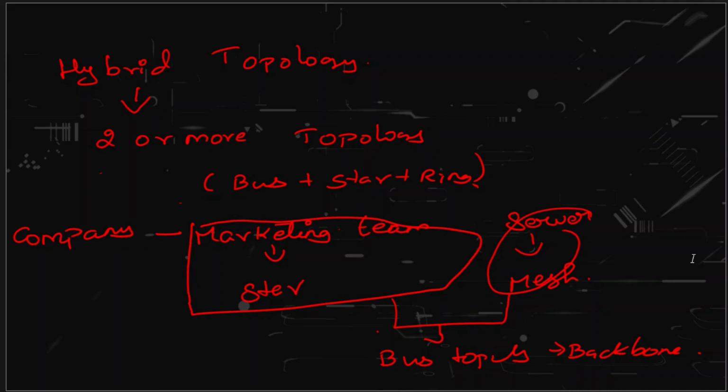So why do we use it? Because it's flexible. It allows the company to grow and change based on each department's needs. If the marketing department needs some other topology, they can change it and customize it as per their needs. So this allows the company to grow. It's more complex to manage, but it's how the actual internet is built. So hybrid is a combination of two or more.